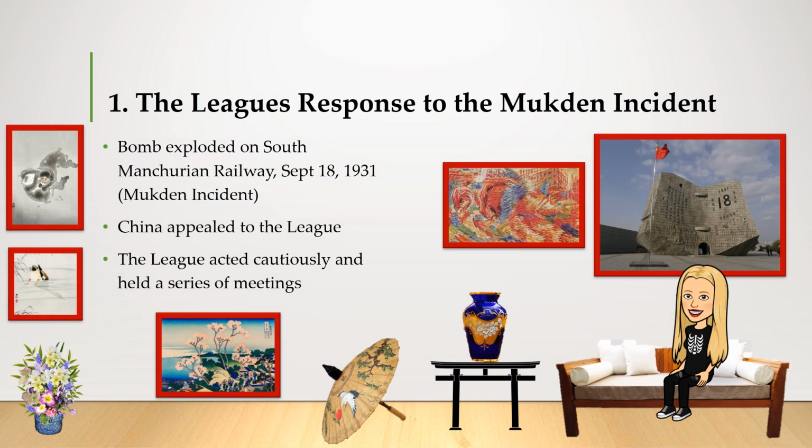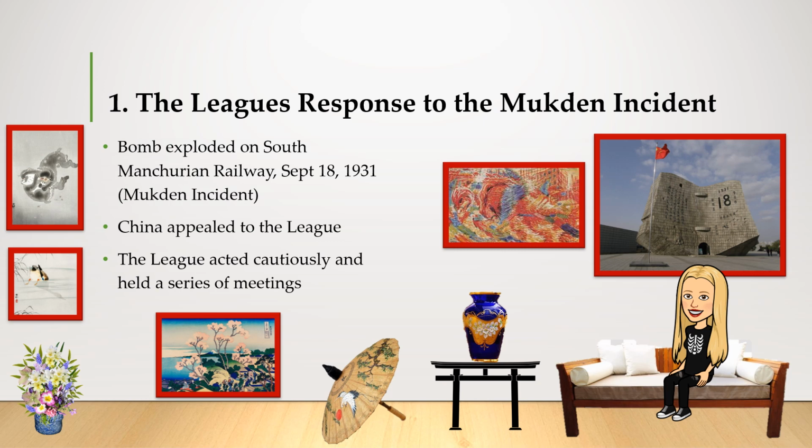Following the Mukden incident, China appealed to the League of Nations. This was an example of one member state attacking another. China hoped to invoke the principle of collective security and thus get action taken against Japan, as set out in Article 16 of the Covenant. However, the League acted cautiously.